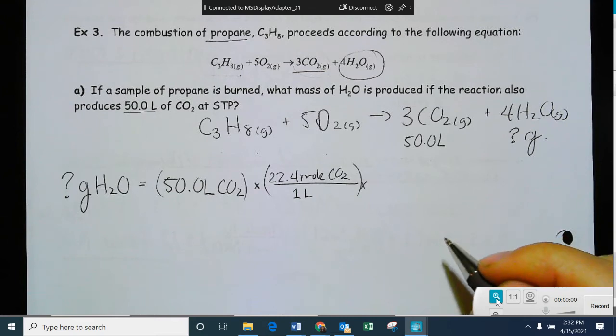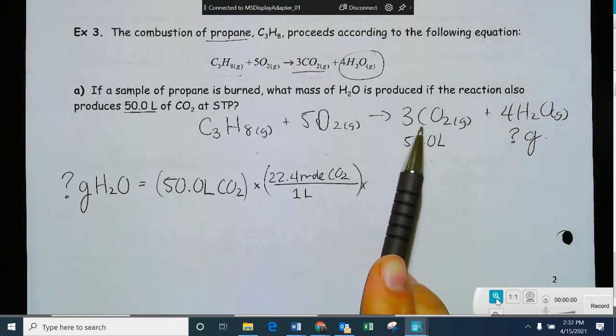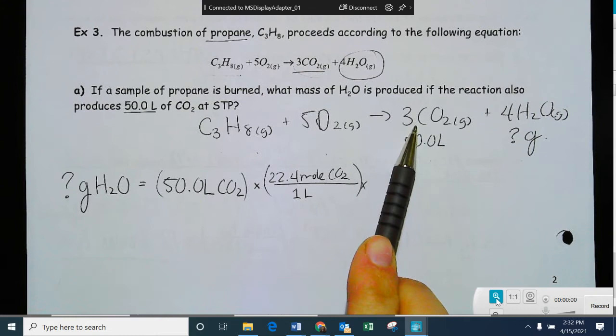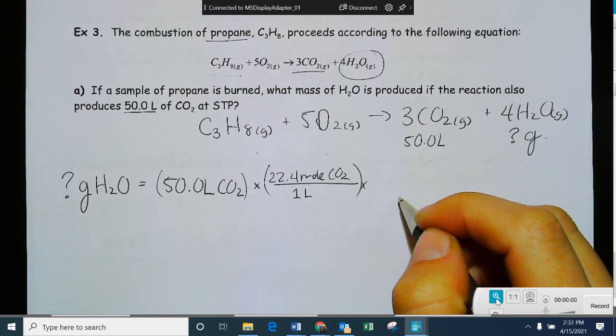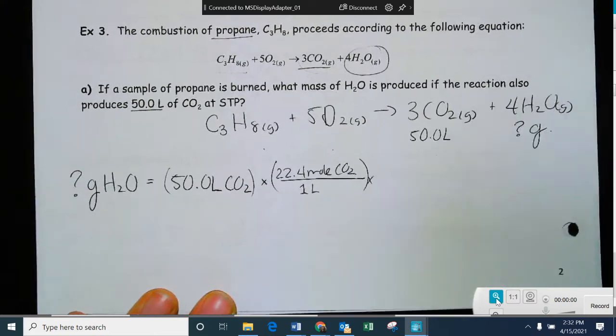Okay, and then we're going to go, what's our ratio? We've got 3 carbon dioxides for every 4 waters. So now we're going from carbon dioxide moles into moles of water. So I'm going to go, what's that?